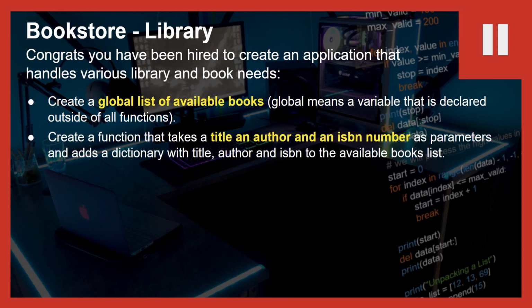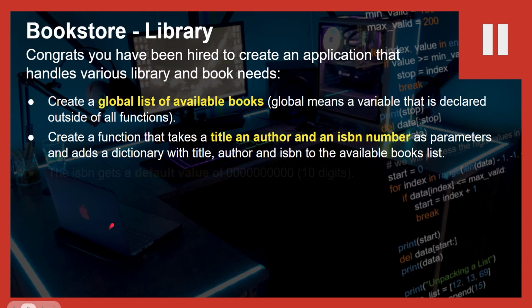Create a function that takes a title, an author, and an ISBN number. If you don't know what an ISBN number is, I'm also not sure what it is. I just know that it's some kind of standard thing. If you go into Amazon, you can find the ISBN number for any book. As parameters, so 3 parameters, and add a dictionary with title, author, and ISBN to the available book list. So we have a list of dictionaries, and each dictionary has 3 key value pairs that are title, author, and ISBN number.